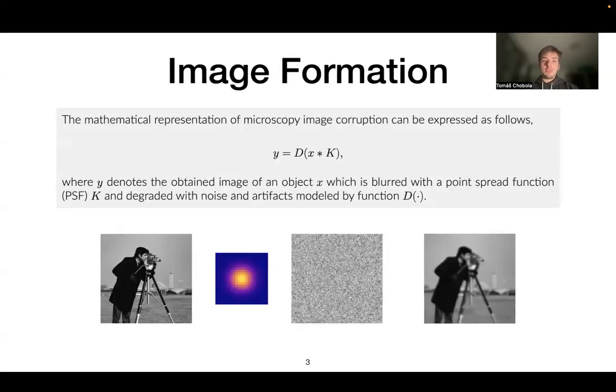The image formation can be expressed mathematically through the following formula, where a sharp object X is usually blurred because of optics being slightly out of focus. And this can be expressed by a convolution with a kernel, also called a point spread function. Additionally, there is noise or artifacts added on top of the blurry image, which can come, for example, from low exposure times.